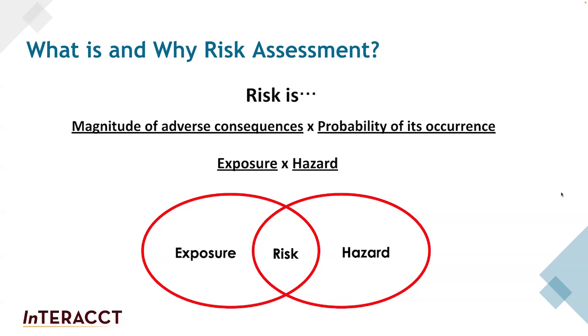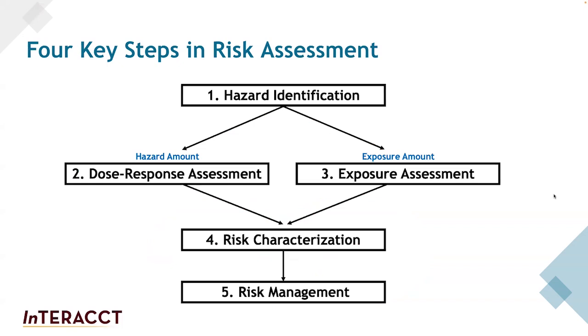What are the 4 key steps in the risk assessment process? First, we start with hazard identification, where we figure out what health effects a substance can cause. Then we move to dose response assessment and exposure assessment. These steps help us understand how much of the substance causes harm and how much people are actually exposed to.